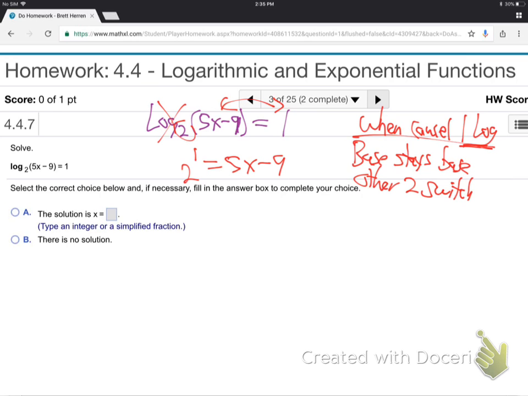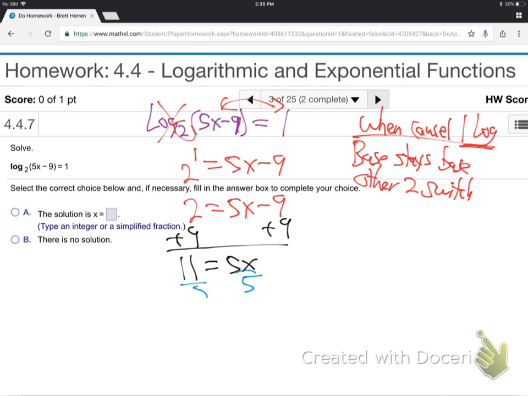So whenever you cross off just one log, that's different than problems 1 and 2 in which we lost 2 logs. That's just, drop them off of both sides. But when you lose just one log, base stays the base, other two switch. So this is 2 to the 1, that's just 2. And then you just finish solving for x. Add 9 to both sides. 11 is 5x. Divide by 5. There we go, 11/5.